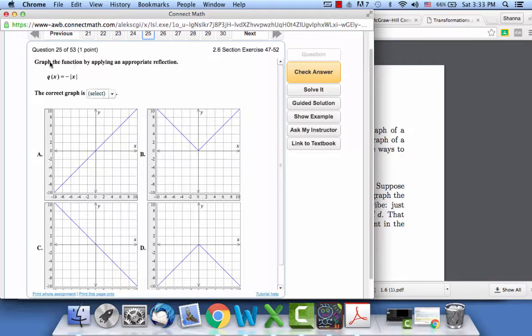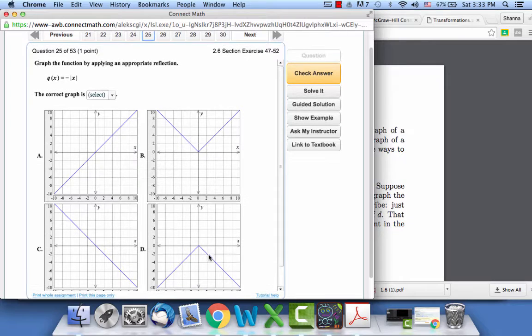Okay, 25, we want negative absolute value x. Absolute value x looks like these two. It does not look like this, so it has to be one of these. Because it's a reflection, this is regular absolute value x. The negative on the outside means it flips upside down, so it's this one. It flips over the x-axis, so it's D.